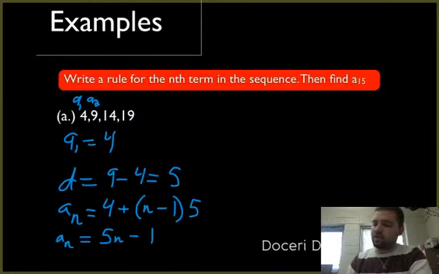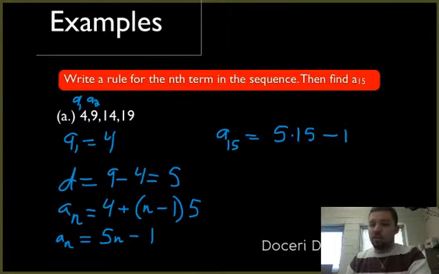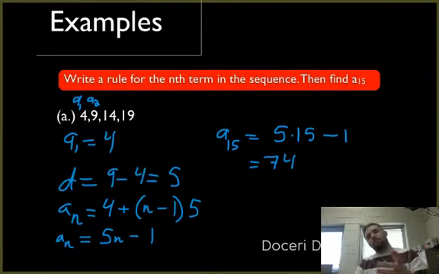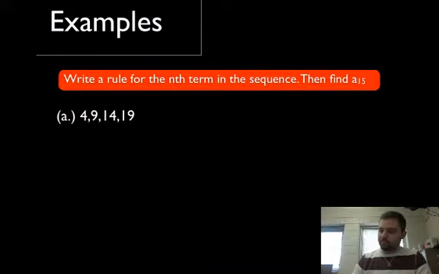And then I can go find a sub 15 pretty easily. a sub 15 equals 5 times 15 minus 1. See, 75 minus 1, so 74. Okay. And that's a pretty basic application of the formula. Let's do one that's more complex now.